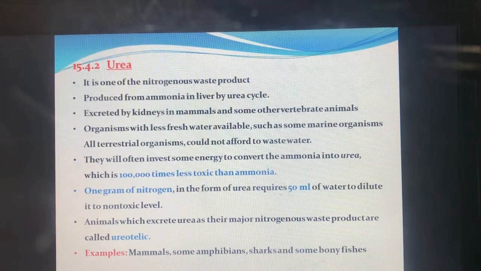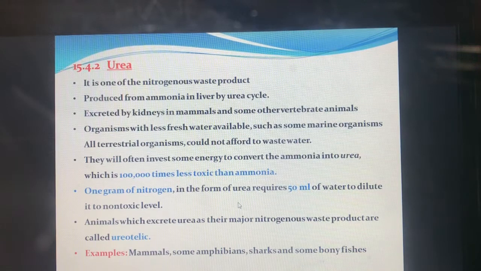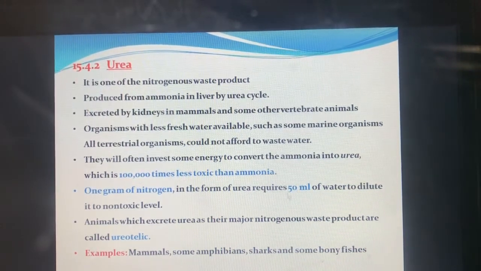But one thing should be kept in mind: they require a little bit of energy to convert ammonia into urea. So there is an expenditure of energy to convert ammonia into urea, but the expenditure of water becomes a little less.